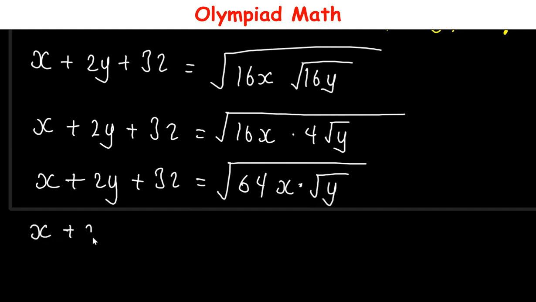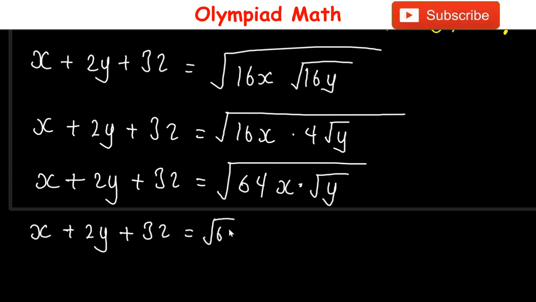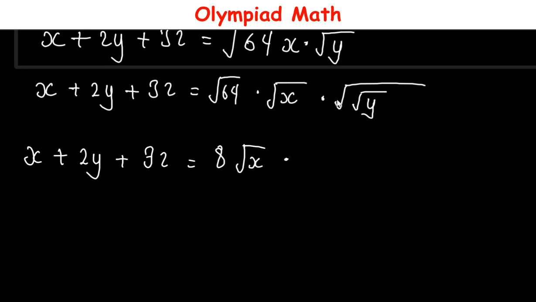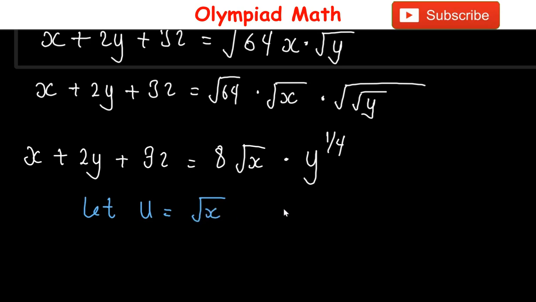From here, x plus 2y plus 32 is equal to, we can split this, the square root of 64 times the square root of x times the square root of y. So from here, we then have the equation x plus 2y plus 32, and this equals root 64 is 8 times the square root of x, then times the square root of y, which is simply y raised to power 1 over 4. So at this junction, let u equal the square root of x and v equal y raised to power 1 over 4.